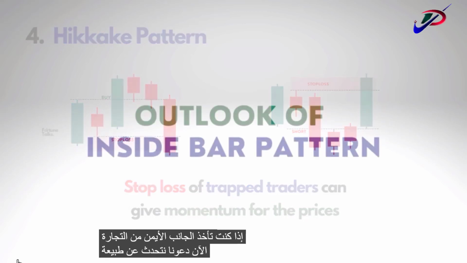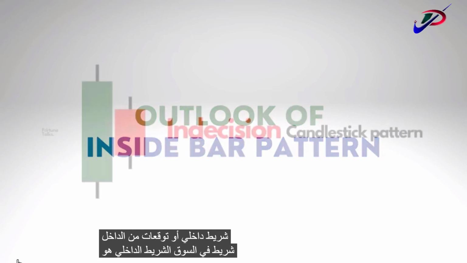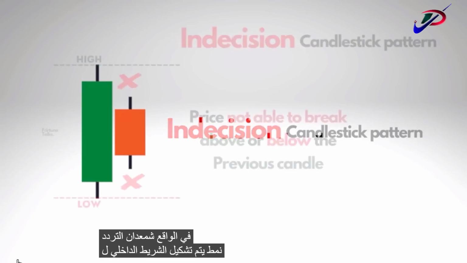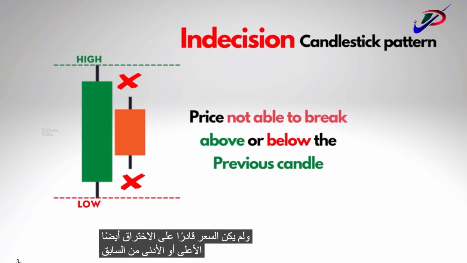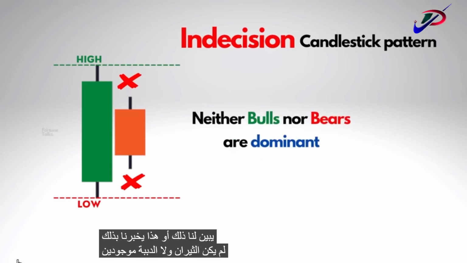and their stop loss would push the market in your favor if you take the right side of the trade. Now let us talk about the nature, or the outlook, of an inside bar in the market. The inside bar is an indecision candlestick pattern. The inside bar is formed because the price was not able to break either the high or the low of the previous session or the previous candle. This tells us that neither the bulls nor the bears were in control during the session. This is very important information when used correctly.